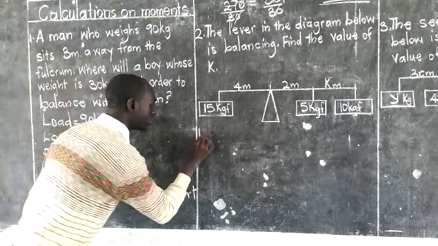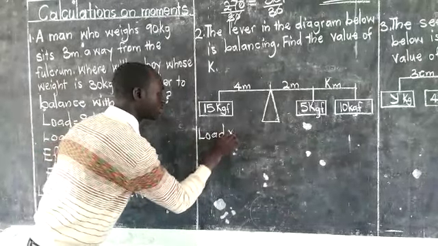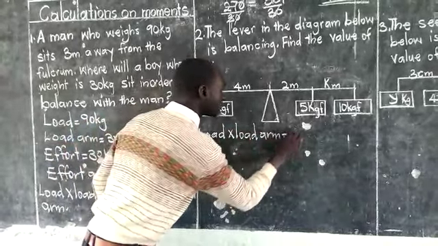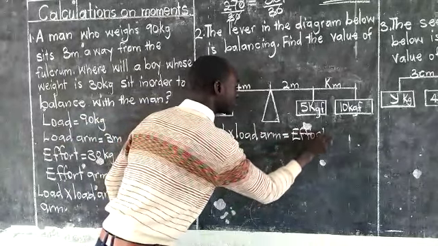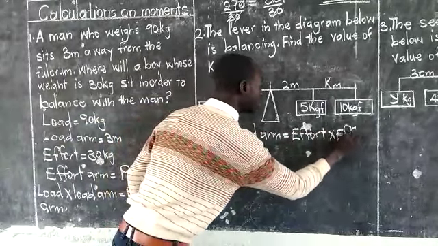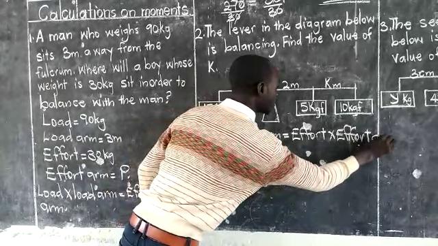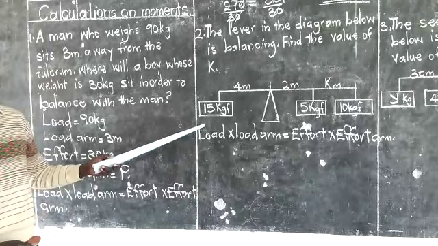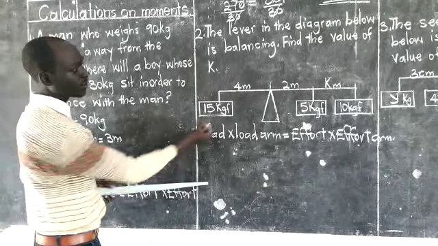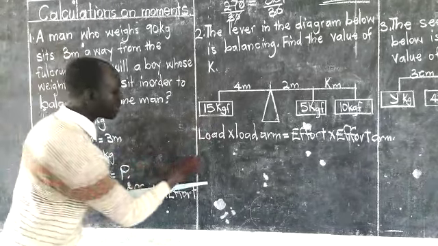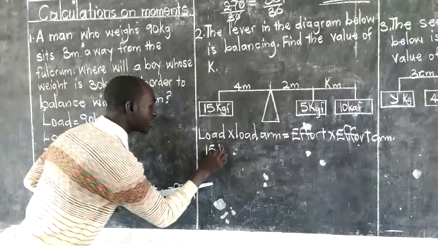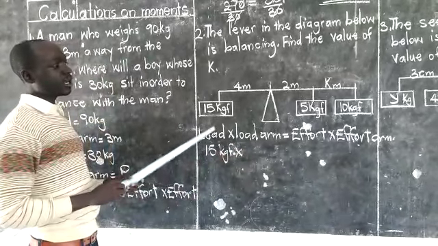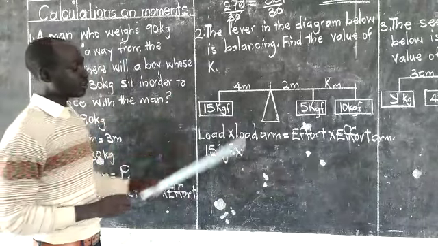where we shall say the load times the load arm is equal to effort times effort arm. For this case, let us take the 15 kilograms force as the load. Then, if the 15 kilograms force is the load, we shall say our load is 15 kilograms force. Then you multiply it by the load arm, that is the distance from the load to the pivot, which is 4 meters.